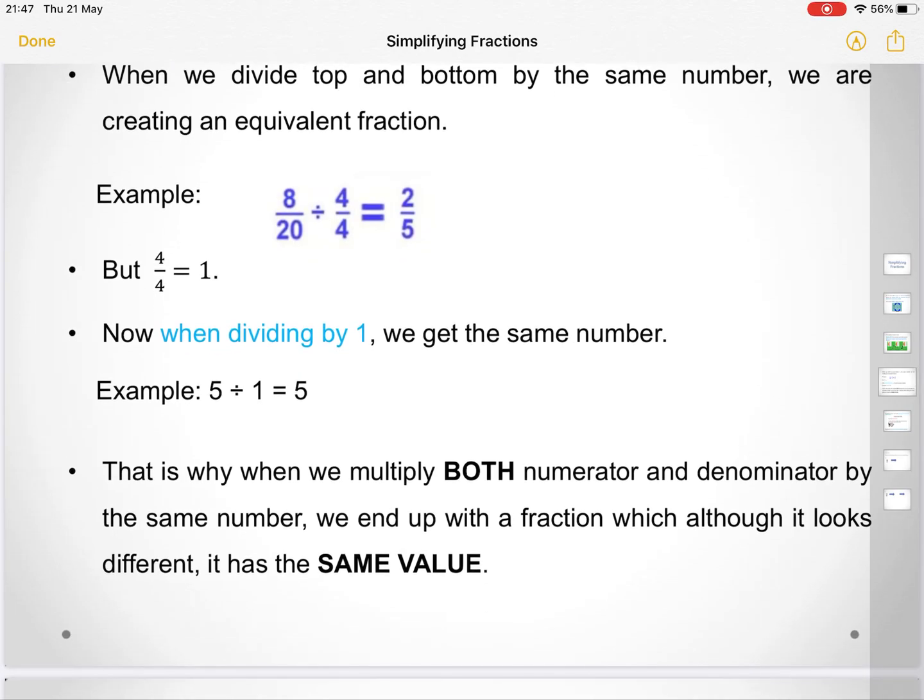So that is why when we divide both numerator and denominator by the same number, we end up with a fraction which, although it looks different, has the same value because we are actually dividing by 1, okay? So that's why we obtain a pair or a group of equivalent fractions, which, although they appear differently, all right, they still have the same value.